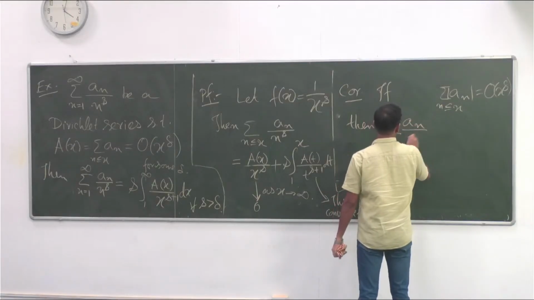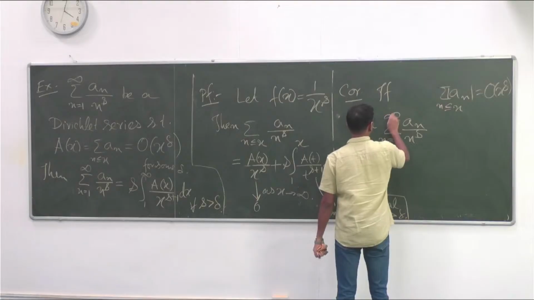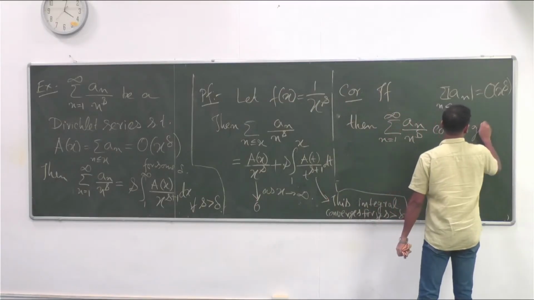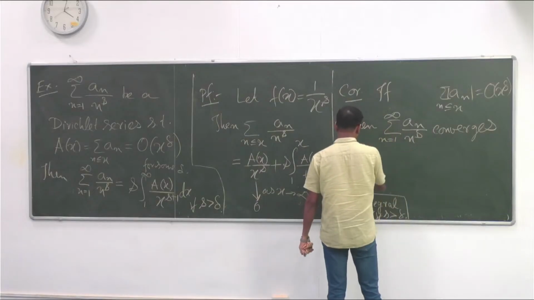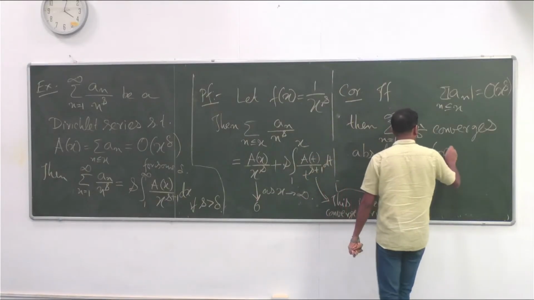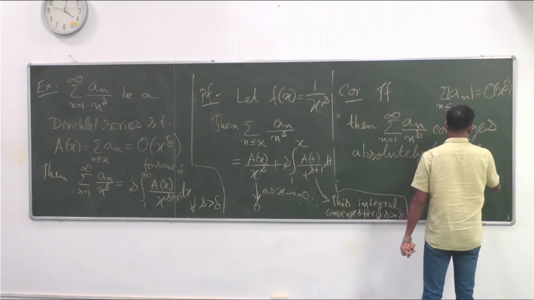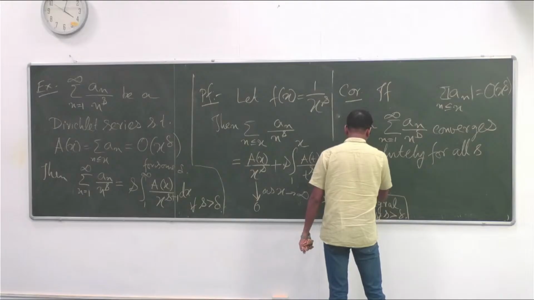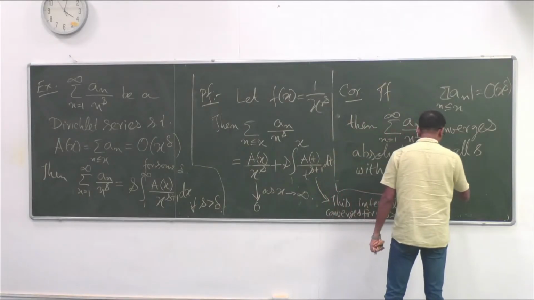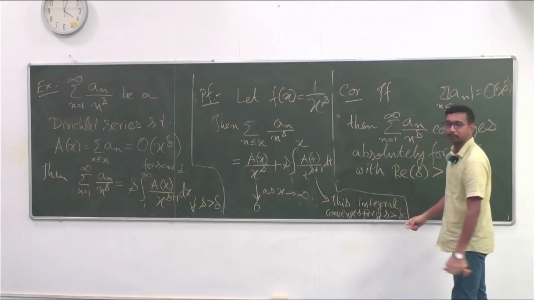summation a_n by n power s, n running from 1 to infinity, converges absolutely for all s with real part of s strictly greater than delta, right?